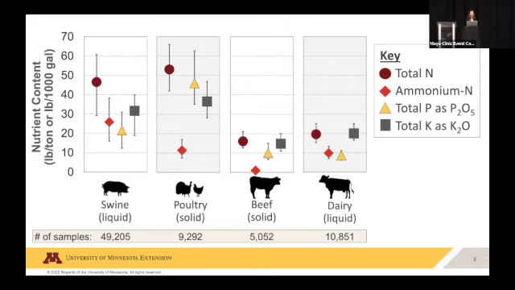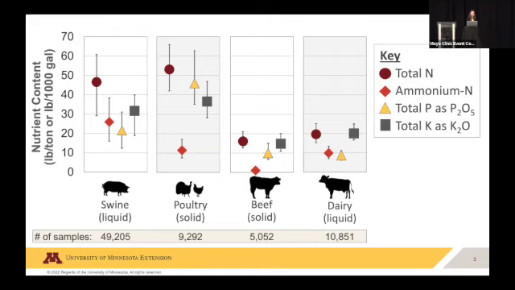Another thing that I want to point out is if we're just looking at nitrogen, so the first 2 symbols within each of these graphs, wherever we have liquid, the ammonium content is a much higher proportion of total nitrogen. So in these cases, it's roughly half or so. And if you look at dairy liquid, the ammonium is about half of the total nitrogen as well. That's in contrast to poultry solids, where you can see that ammonium content is much, much lower compared to total nitrogen. And same with beef solids. In fact, the ammonia levels are very, very low, almost non-existent in these beef manures.